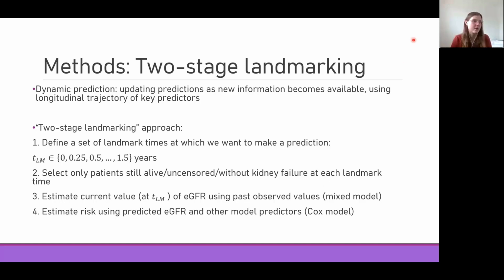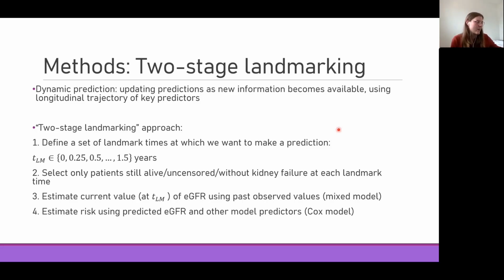So to summarize the approach that we're taking, I like to call it two-stage landmarking. We're in the realm of dynamic prediction here, where we're updating predictions as new information becomes available, but also using the longitudinal trajectory of how key markers have changed. To do that in a two-stage landmarking approach, we first define our set of landmark times. In this case, that was from 0 to 1.5 years, and there was a landmark time every 3 months.